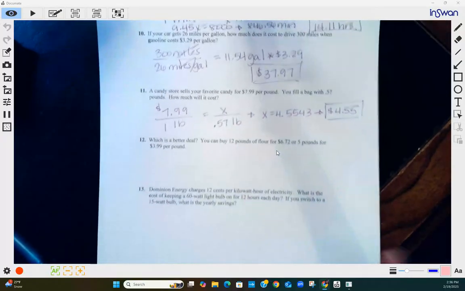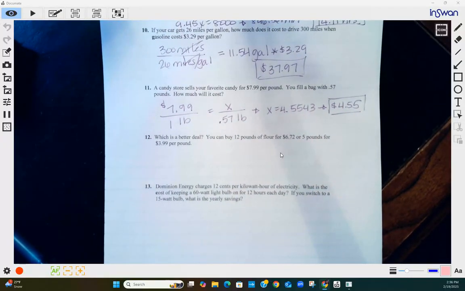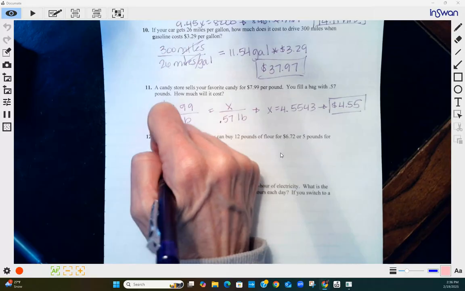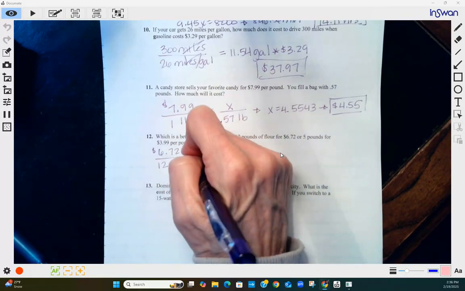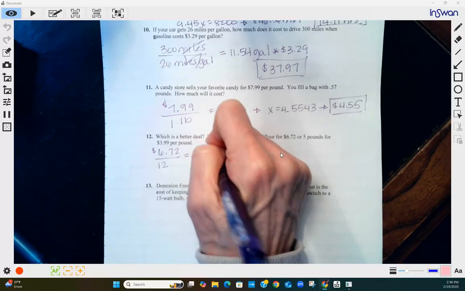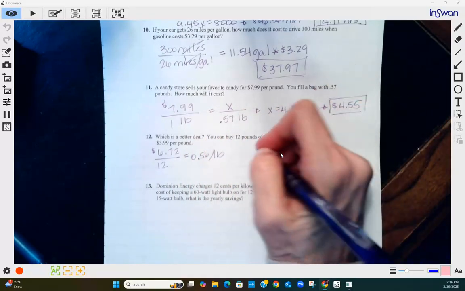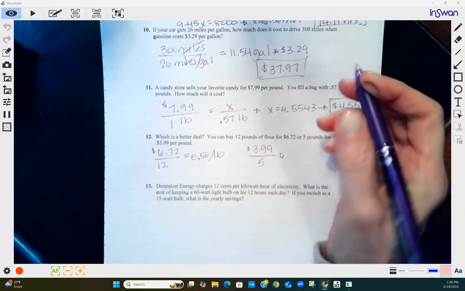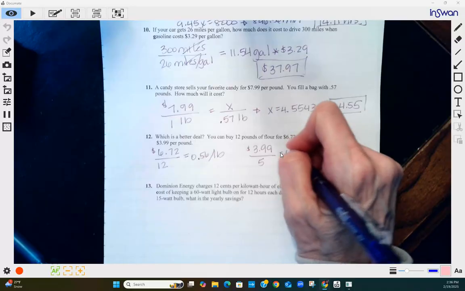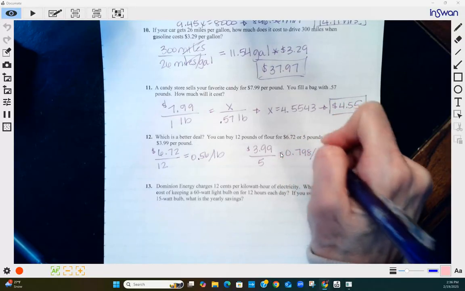Okay. What is a better deal? You can buy 12 pounds of flour for $6.72 or 5 pounds for $3.99. So we're going to just figure out what the rate is for each buy. $6.72 will get us 12 pounds. That's at a rate of 56 cents per pound. Or we can buy 5 pounds and spend $3.99. That's at a rate of 0.798 per pound.